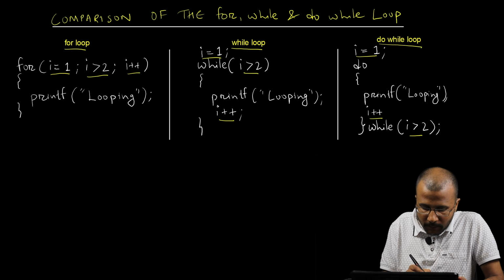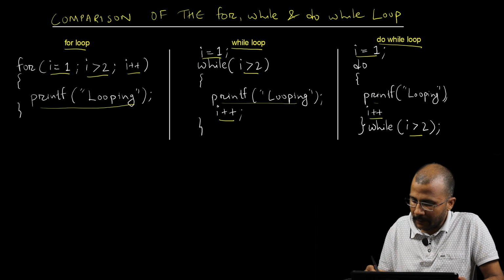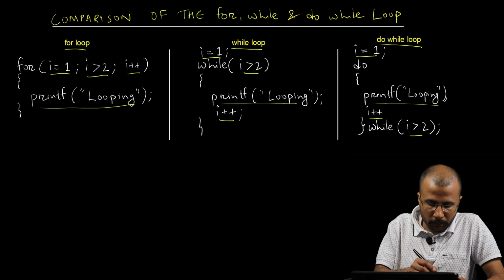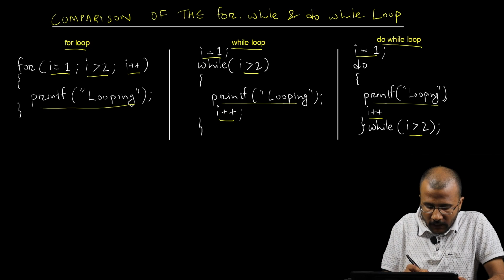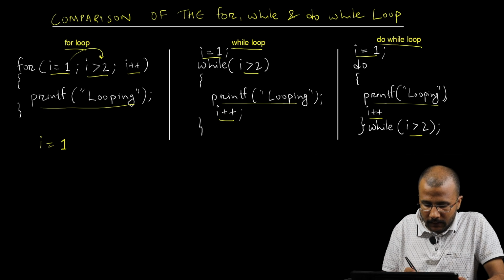And inside the body, I am displaying the message looping in all 3 loops. Now let's try to trace the output for the for loop. Now in the for loop, first of all, I is 1, then you check the condition. The condition is I greater than 2. So I is 1, so 1 greater than 2 is false.